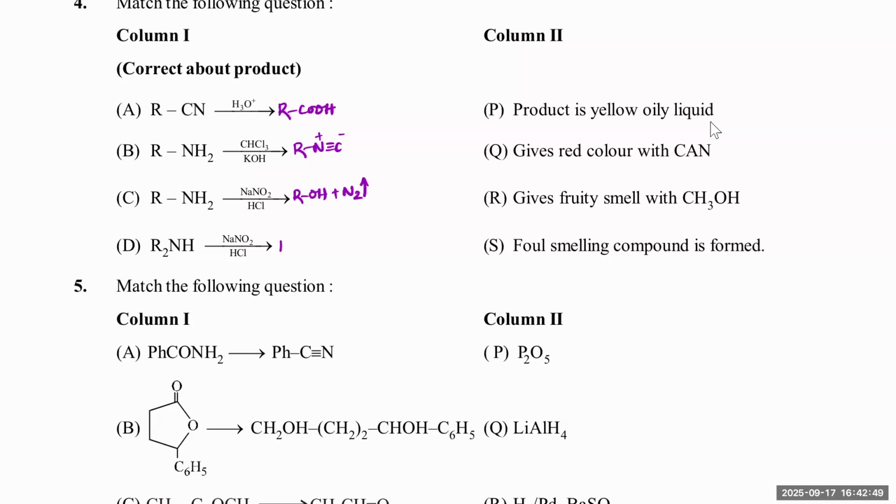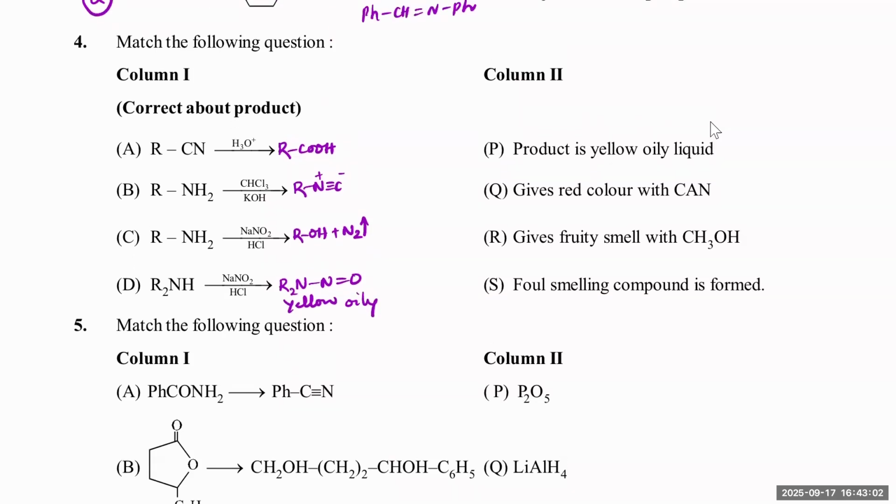Last one is Liebermann nitroso test. We'll get R2N-N double bond O. So this is yellow oily pigmentation. Correct? So check out which of them are correct. First one is carboxylic acid. Carboxylic acid can make esters with alcohol and give a fruity smell of esters. So R. Next one is a foul smelling vapor. So S. Next one is an alcohol. Alcohols will give you red coloration with the Cantest. So Q. And yellow product is present, which is P. Clear?